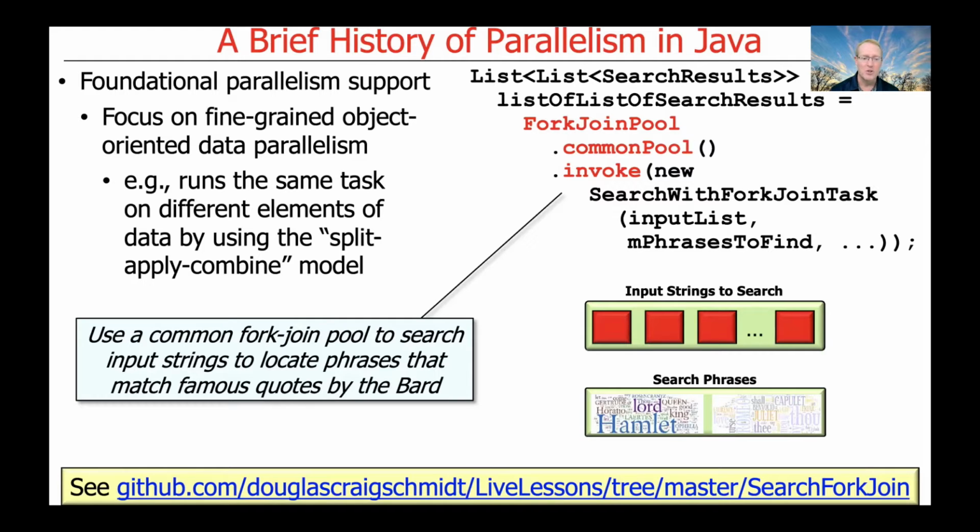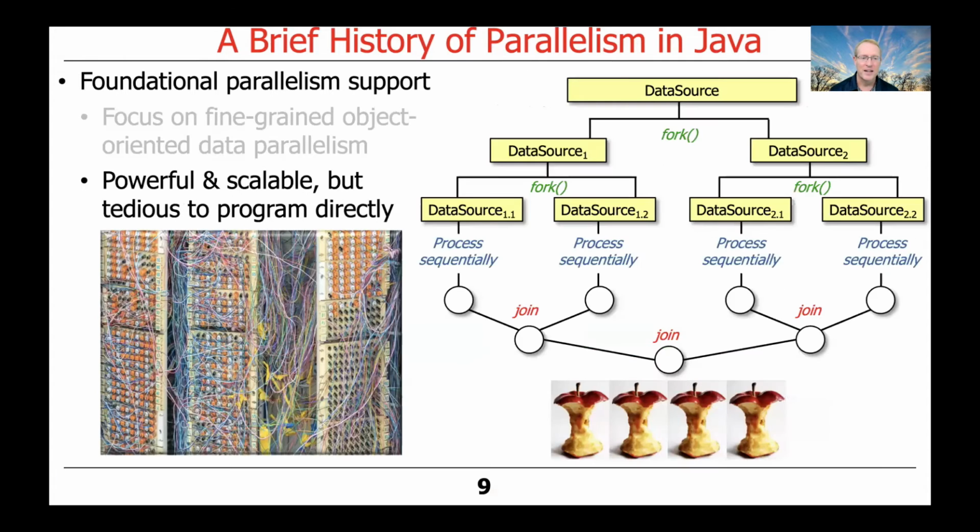You can find an example in my GitHub repository that uses the common fork join pool to search input strings to locate phrases that match famous quotes by William Shakespeare. And this example shows how you can use fork join tasks to split the search space up in order to be able to cover that analysis in an embarrassingly parallel way.